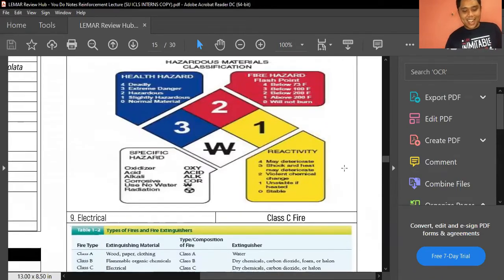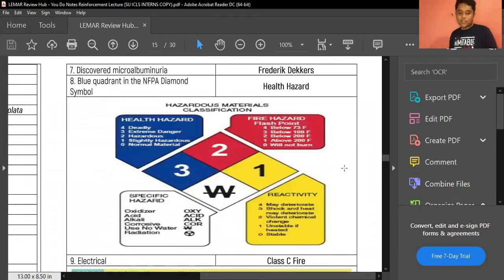Alright, sige. Next, of course, who discovered microalbuminuria? You have Frederick Dekkers. By boiling urine, he saw the microalbumin. Next, of course, dears, as I mentioned, the NFPA diamond symbol. Naku, sana naman, dears, kabalo mo if may lab safety questions. Mag-praise the Lord na kayo mag-press the buzzer. So these are all very additional points for lab safety.